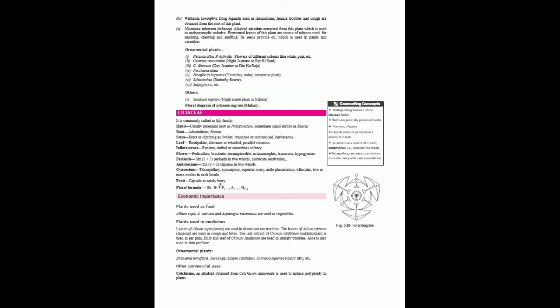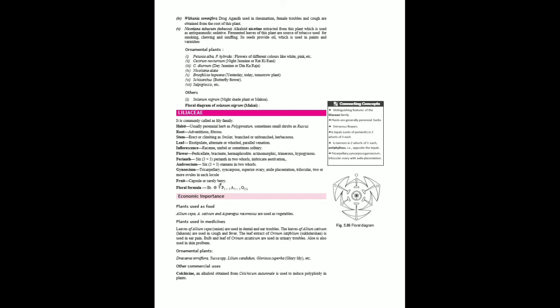Androecium, stamens 6, 3 plus 3, epitepalous. Gynoecium, tricarpellary, syncarpous, ovary superior, trilocular with many ovules, axile placentation. Fruit, capsule, rarely berry. Seed, endospermous. Floral formula: bracteate, actinomorphic, bisexual, P(3+3), A(3+3), G(3). Now write down the floral formula by yourself.